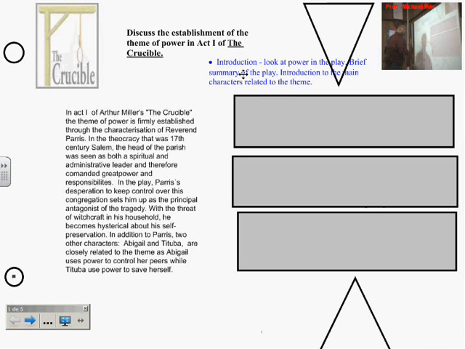Now, the second sentence is perhaps more general. It shows the same idea of the inverted triangle. It's starting more general and going to more specific. Quite clearly, again, the 3 characters are mentioned. Paris, who will be discussed in paragraph 1, Abigail, who will be discussed in paragraph 2, and Tituba, who will be discussed in paragraph 3.